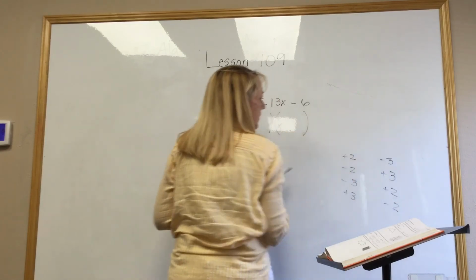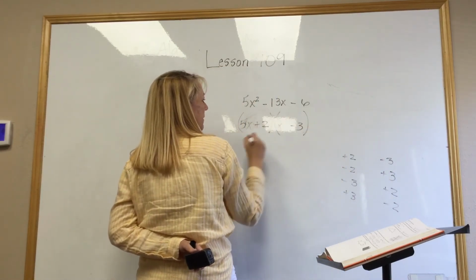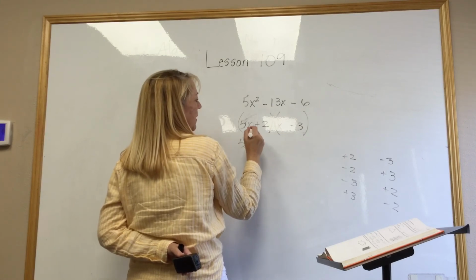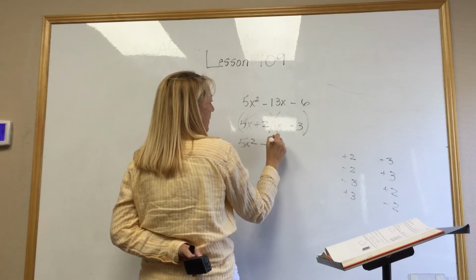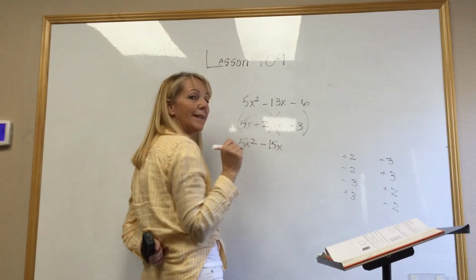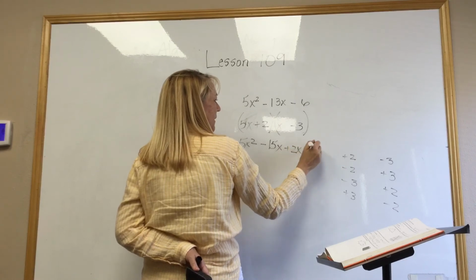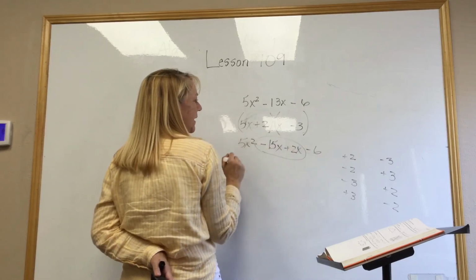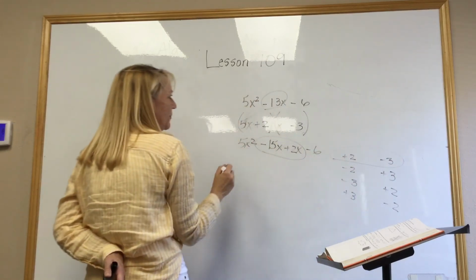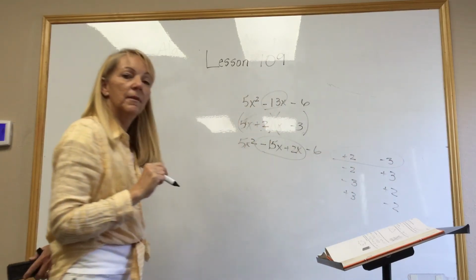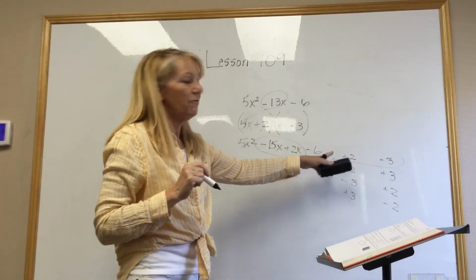Nope. Plus 2, minus 3. 5x squared. 5x times negative 3 would be negative 15x. Whoo! I think we may be onto something. Plus 2x, minus 6. This equals negative 13x. We found it. It's going to be positive 2, negative 3. Fortunately we didn't have to do all 8, but we had to do 5.